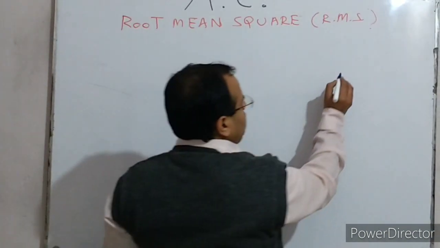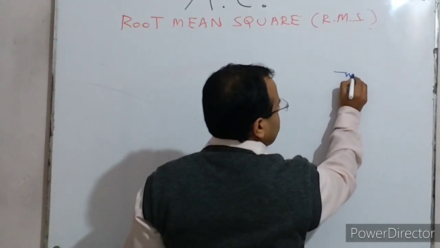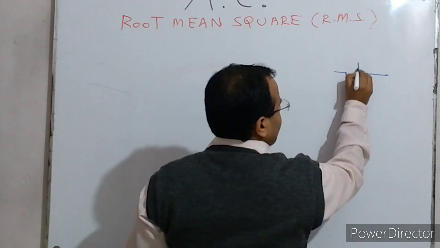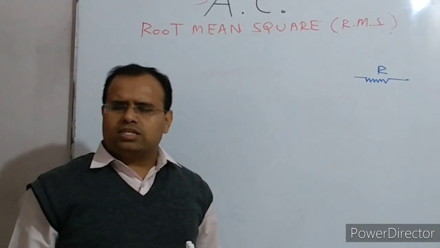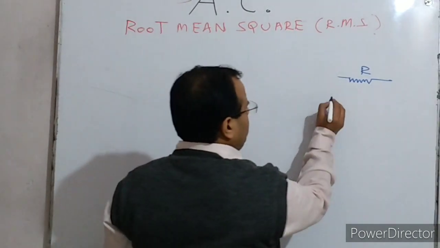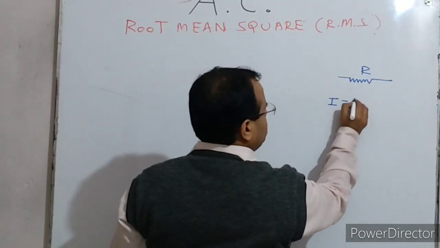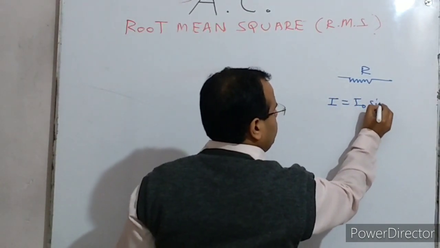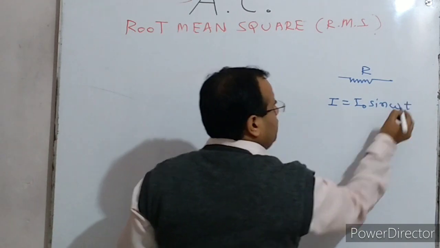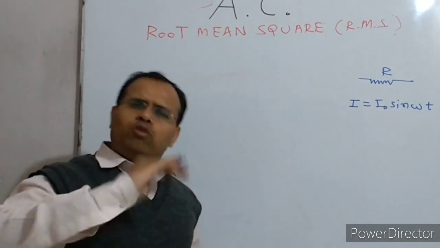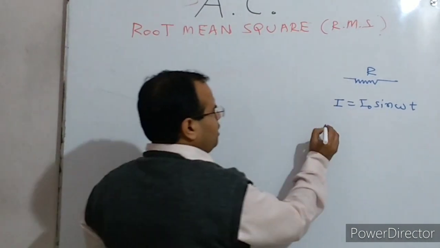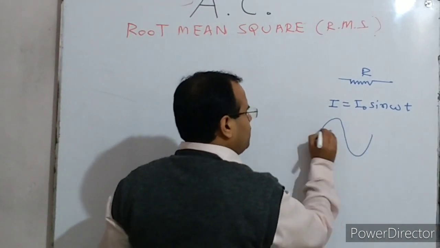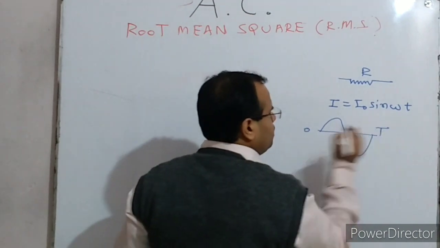Suppose that there is a circuit in which resistance capital R is connected, and suppose that an alternating current is there, which is defined as I equals I naught sine omega t. This alternating current flows through the circuit for a certain time interval. Say that time interval is capital T. We can take the complete time interval capital T here.